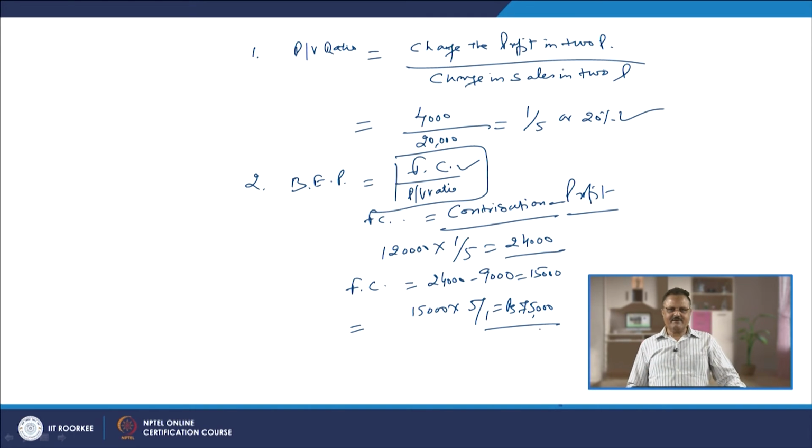If you calculate the break even point for period 2, where the sales are 140,000 and the profit is 13,000, the same break even point will come, because the change in the sales and the change in the profit is almost the same. You can calculate the BEP for period number 2. First you have to calculate the contribution, then the fixed cost, and then, applying the formula of fixed cost divided by the PV ratio, you can find out the break even sales for period 2. That is your assignment, you can do it yourself.